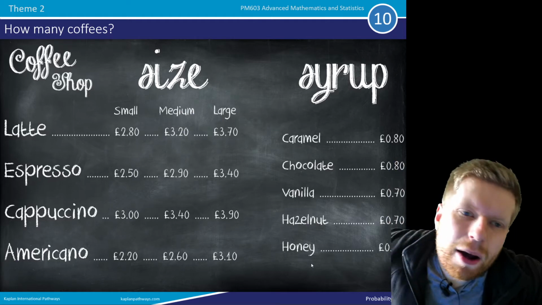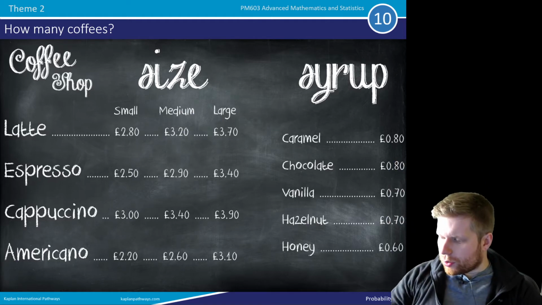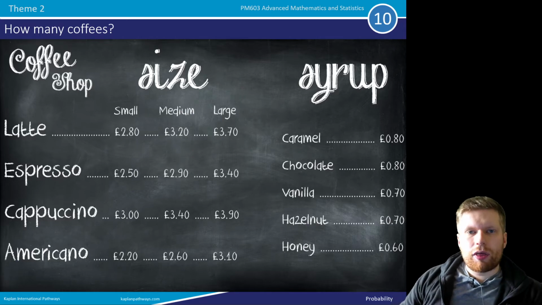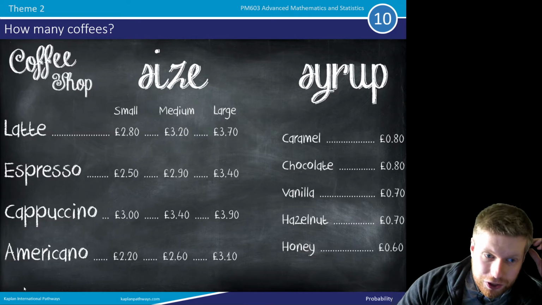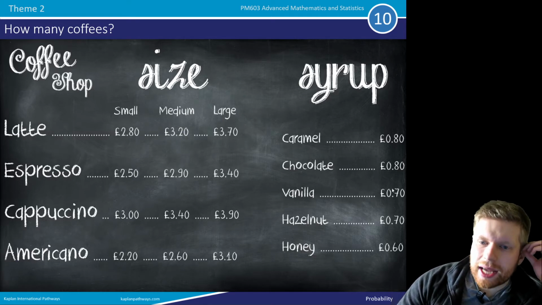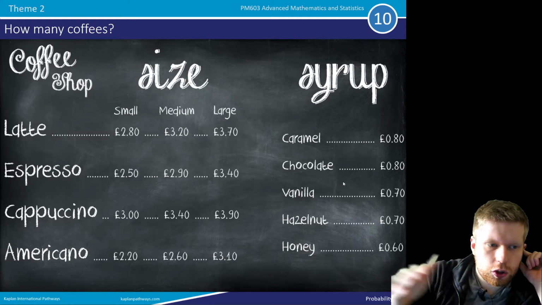My question is, how many different possible orders can you have? So how many different possible ways are there of ordering a coffee? Now, of course, assume that you have to choose one type, you have to choose one size, and you have to have a syrup. So you have to choose one of each.